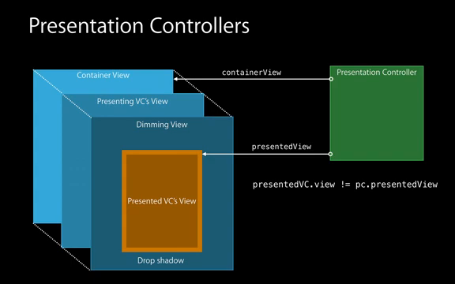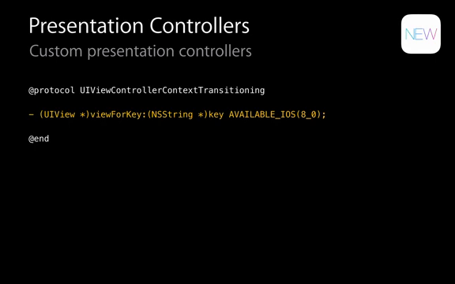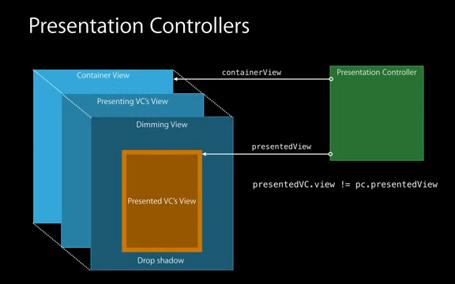In order to accommodate that, we had to augment the context transitioning protocol a little bit. So we added this new method called view for key. View controller for key still exists, but view for key may return a different view than the view controller for key. And so when you build a custom animation controller, you want to make sure that you use the view for key methods to figure out which views are actually participating in the animation. A presentation controller can also add other types of views that are completely unknown to other types of presentation controllers, say like a dimming view that it wants to put over the entire back of the presentation.